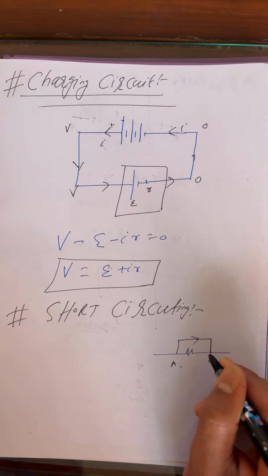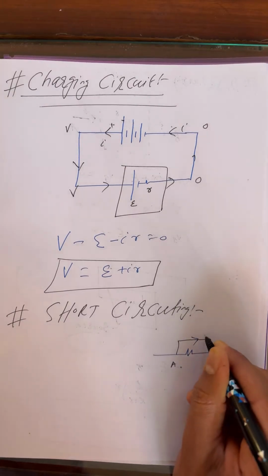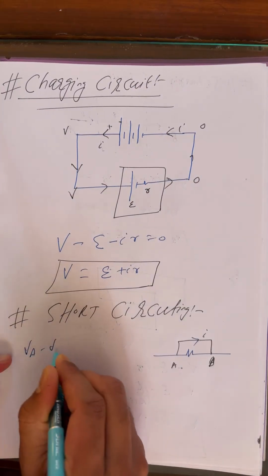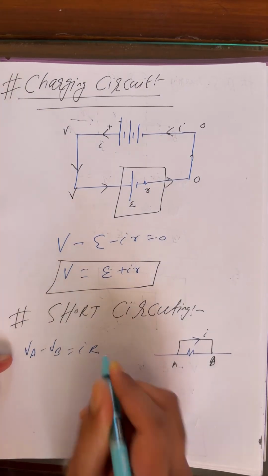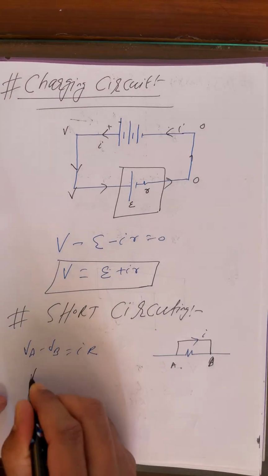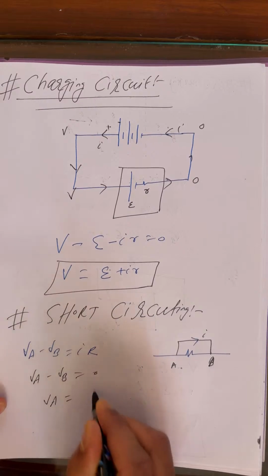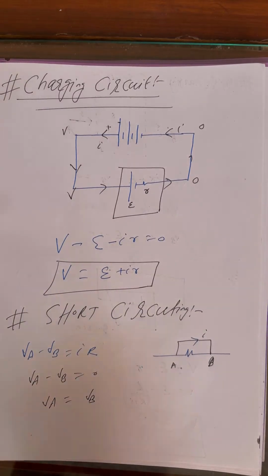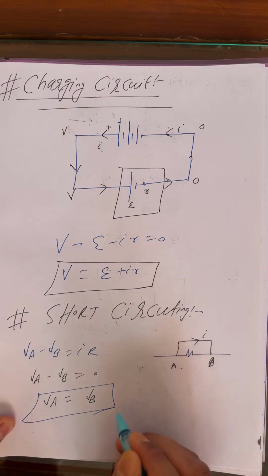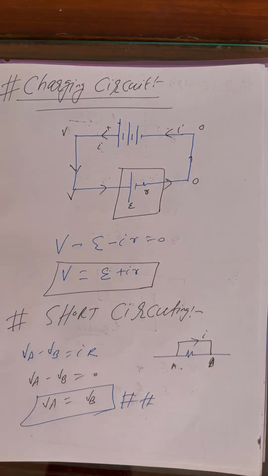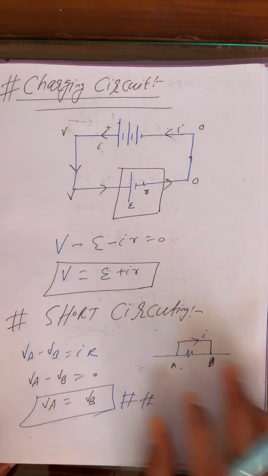This is point A, this is point B, and this is the current I through R. So we can say VA minus VB is equal to IR, so VA minus VB is equal to 0. VA is equal to VB. These are highly important points to keep in mind. So this is short circuiting.